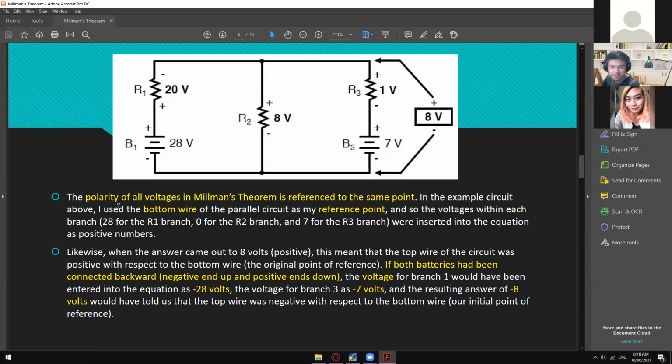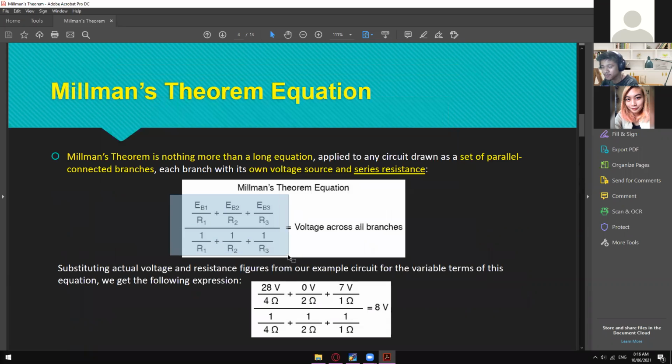So which part are you guys confused about? Okay, so again, how did we get this 8 volts right here? Just apply this formula right here, then substitute the corresponding values and you will get 8 volts.